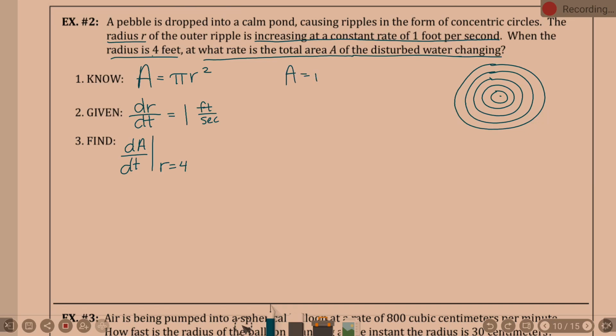A equals pi r squared, and our job is to differentiate it. So the derivative of A is dA dt. The derivative of pi r squared is 2 pi r times dr dt.